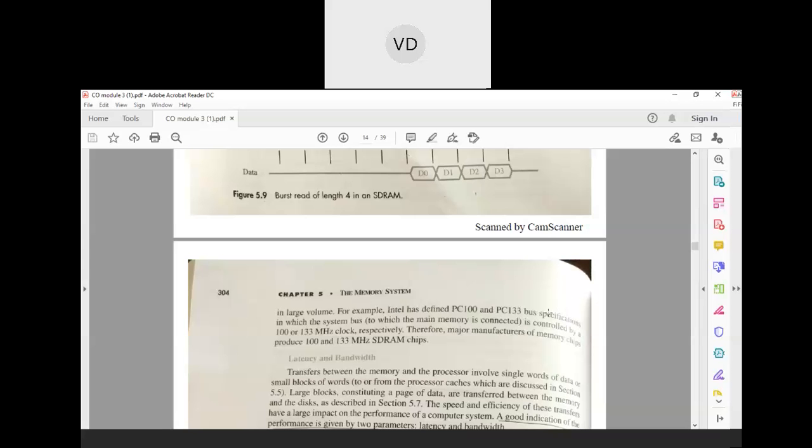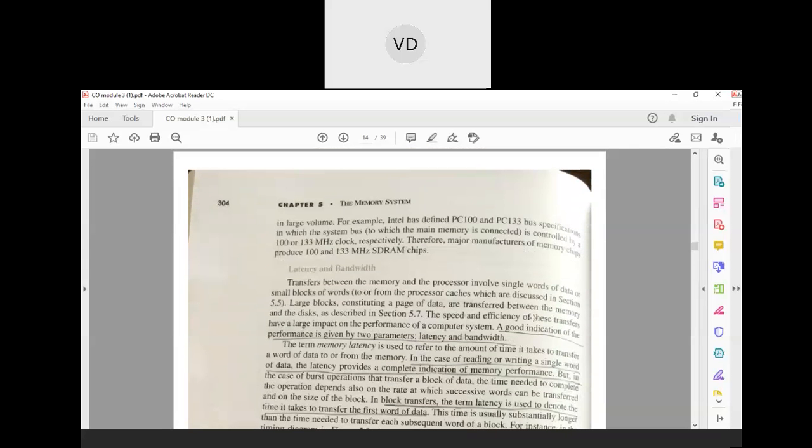Yes, ma'am, understood. Okay, very good. So the next point which we have to consider is about the latency and the bandwidth. We will be seeing what is this latency and bandwidth. Latency means it is a kind of delay, when you are transferring the data to and from the memory, or to and from the processor. So you have to keep in mind what is the performance, or what is the speed with which the data we are going to transfer.